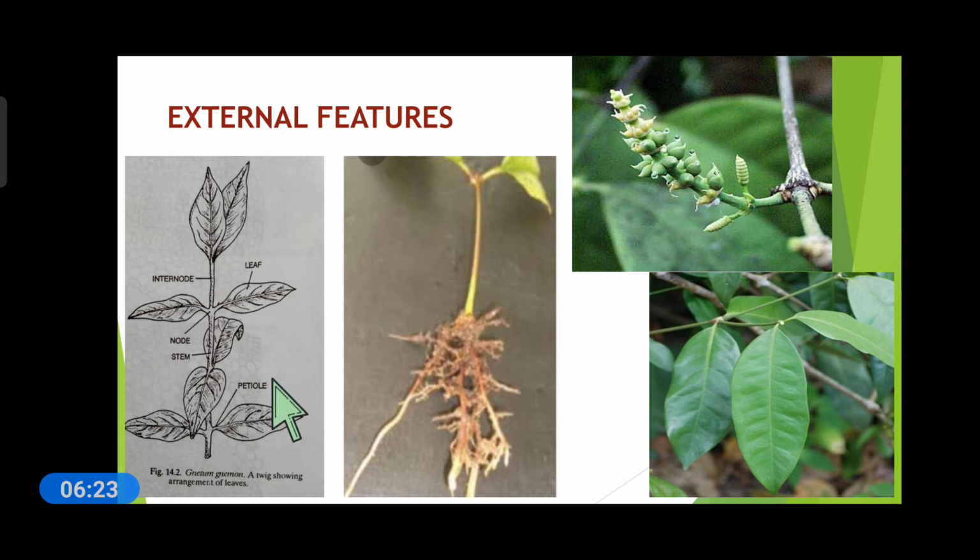And each short shoot usually bears about 1 to 8 pairs of opposite decussate leaves. That means the leaves are arranged opposite, with each succeeding pair at right angle to the pair above them. So you can see they are arranged at right angle. That is why they are referred to as decussate leaves.